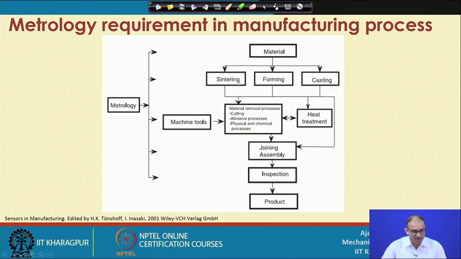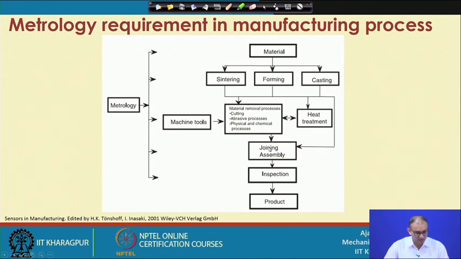And once you have a blank or the rough component, then you use a machine tool, and do some type of cutting operation, abrasive process or chemical process, by which you do the machining operation. And after the machining operation, you do some heat treatment also, if you want to improve the surface properties of the different components. So, here also you need metrology. And once this is over, then if you are making some small component, you need assembly also. So, during assembly also you need metrology.